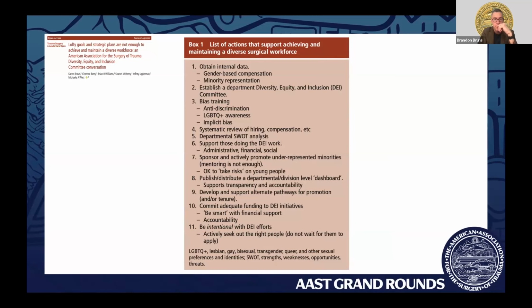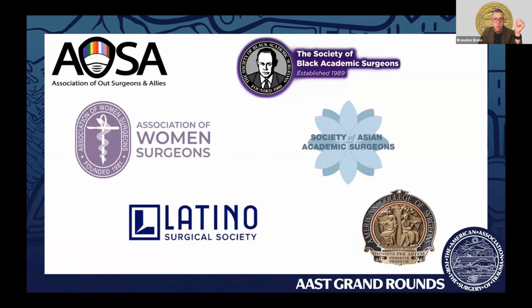But I think what comes out to me is really looking at this as an actual metric, like anything else that we evaluate in a department. Support those who are actually doing the work. They might need time, they might need finances. And then actually commit the funding to these initiatives and be intentional. That's all I have, in considering where to put some of our employment ads. These are some of the organizations that we may go ahead and consider in addition to ours.